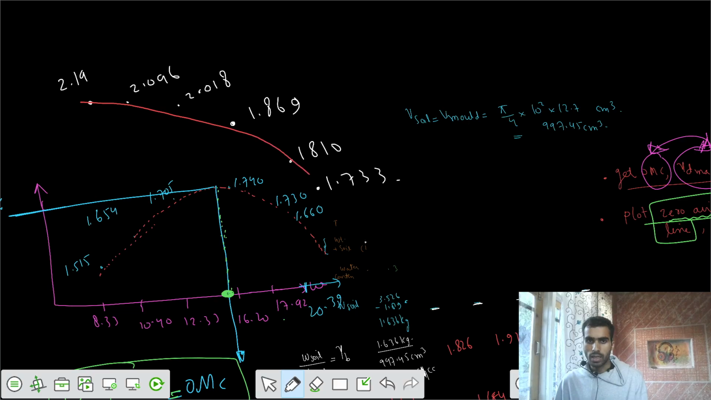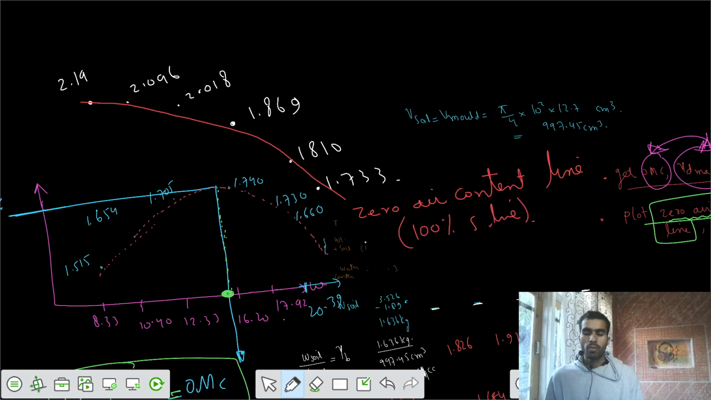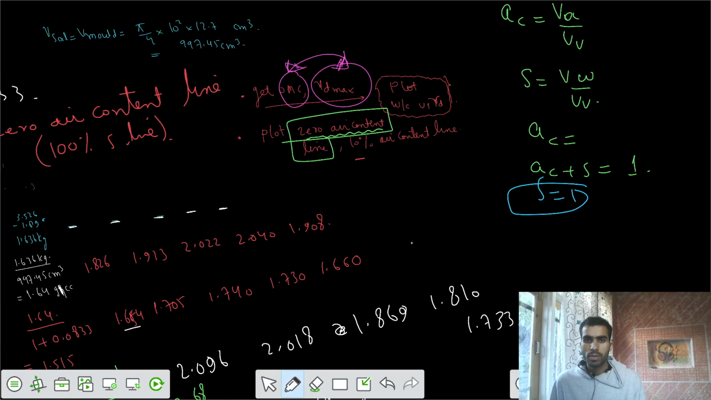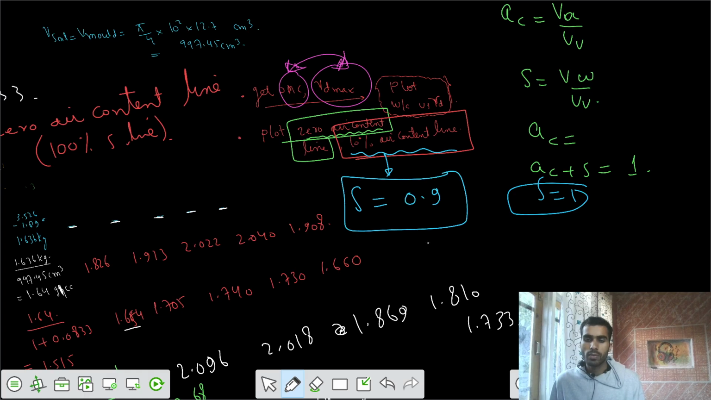So the curve formed here, we can say that's your zero air content line. Also, we can call it the 100% saturation line. And one more thing we need to get, that's the 10% air content line. So if your air content is 10%, we can say degree of saturation is 90%. Air content is 10%, degree of saturation is 90%.